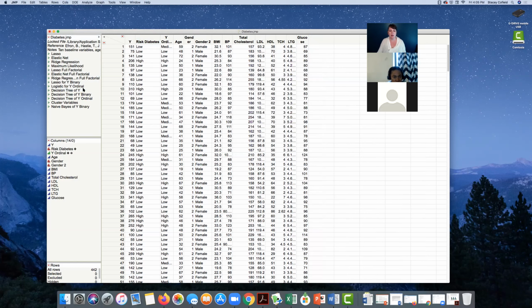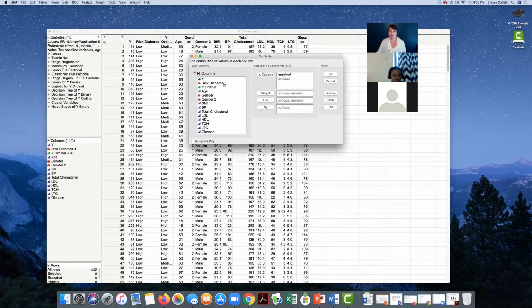And so to run a logistic regression, the very first thing that you do with any data set is do your distribution. Let's look at my risk of diabetes, let's look at my age, let's look at my gender, and we'll consider BMI, total cholesterol, and glucose. I'm recording this, by the way, so I'll send it to you guys and you can go back through. And I'm just going to press OK.